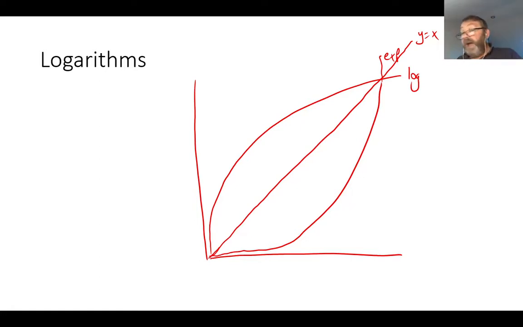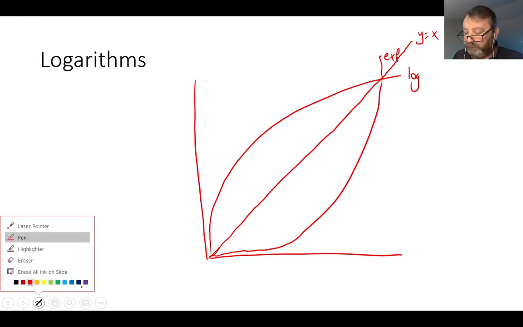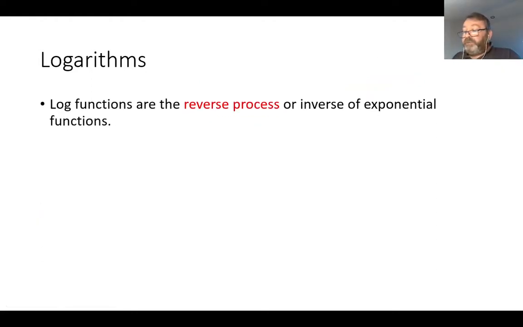And the lovely thing about that, and we'll find out towards the end of this section on logarithms, is that they can be used together in order to simplify a whole range of complex equations and complex situations. But we'll deal with that when we get onto it. So log functions are the reverse process, or inverse, of exponential functions.